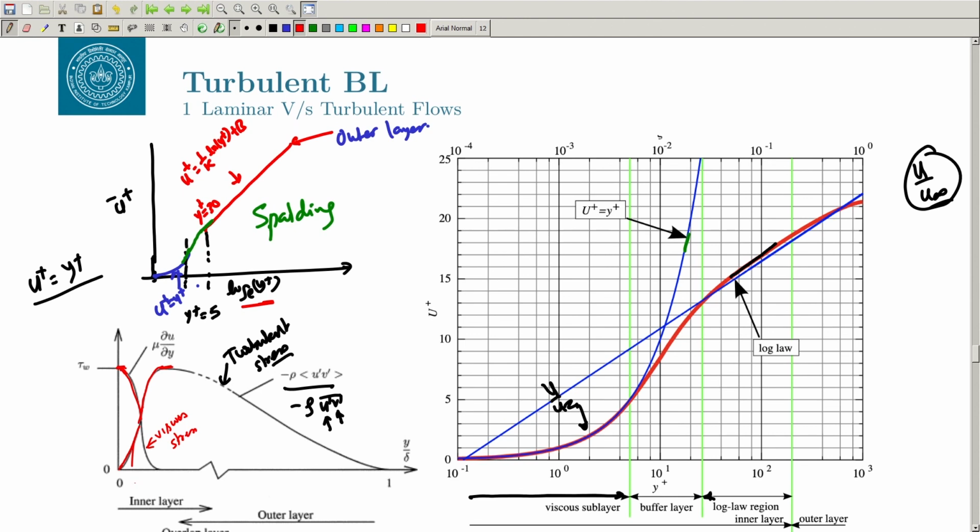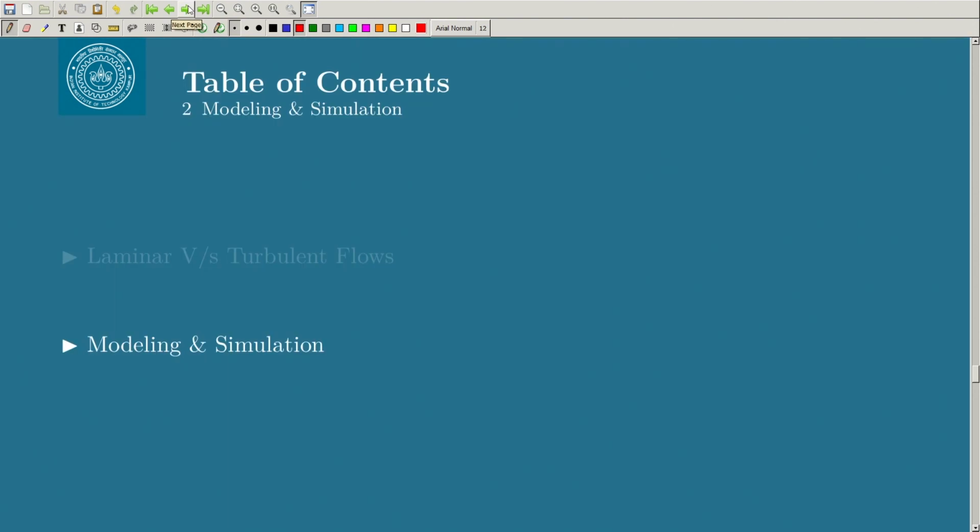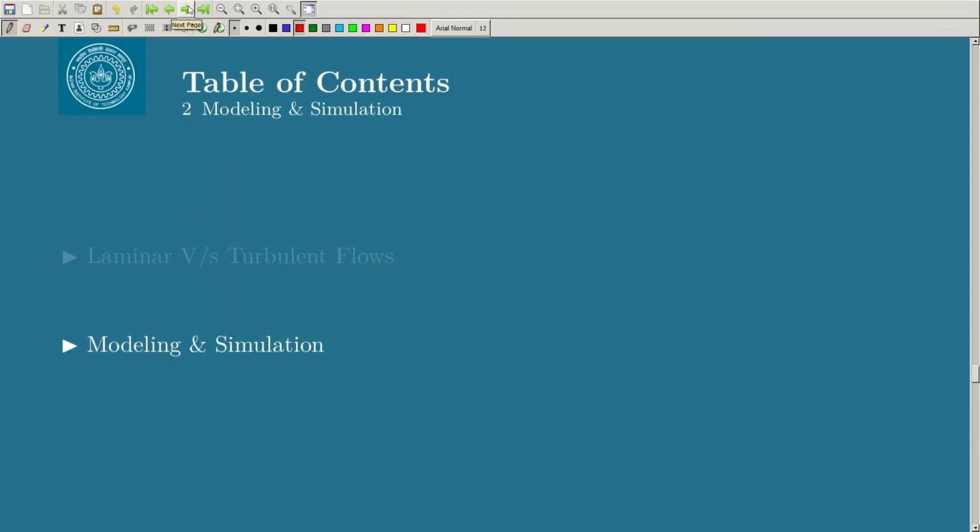This is also called the constant stress layer, the inner layer, because the summation of the viscous stress and turbulent stress is constant there. And after that you have the overlap layer and the outer layer. We will come back to this picture again when we talk about the different turbulence models. We will soon go to the turbulence models, but first we have to derive the governing equations.